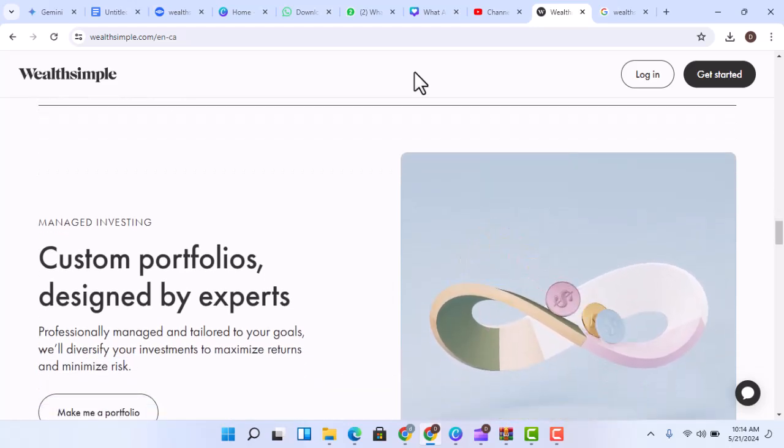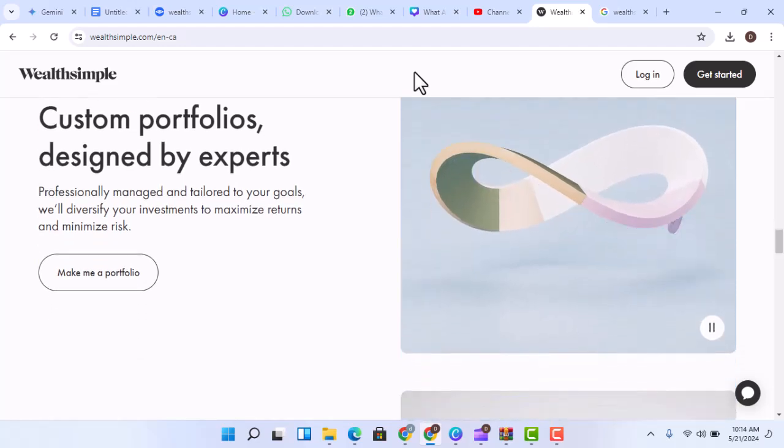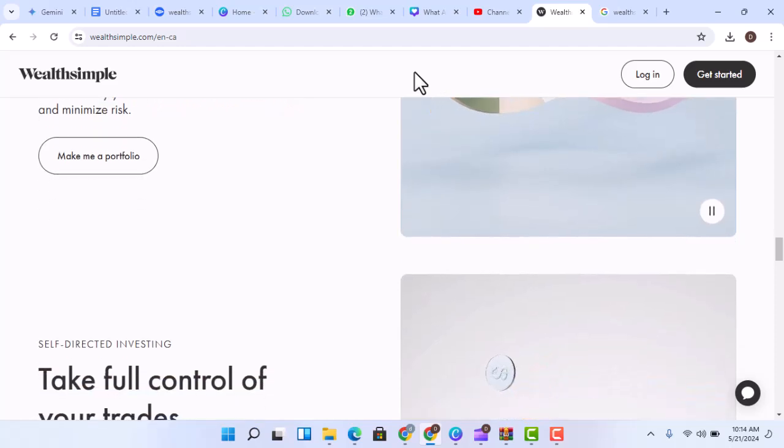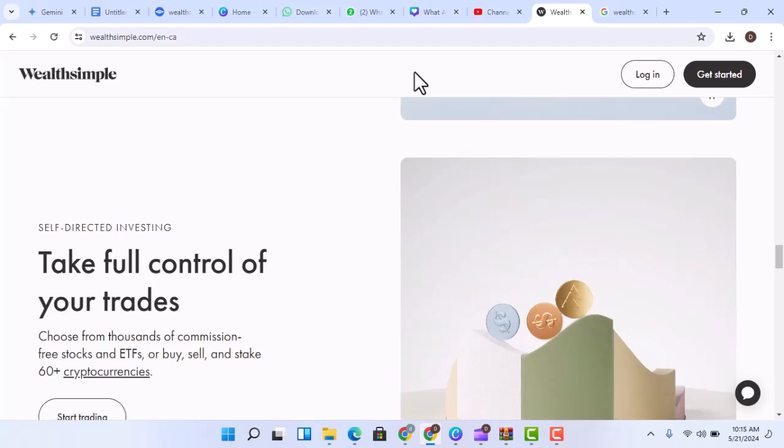Fees. Wealthsimple offers commission-free stock trading, so you won't have to pay any fees to buy or sell stocks. However, there may be other fees associated with your investment, such as management fees or exchange fees.